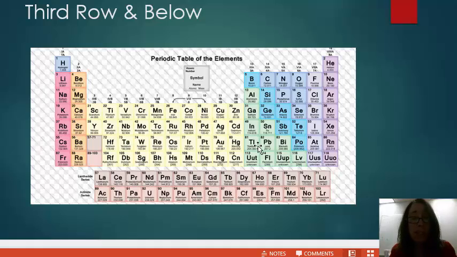Now the last thing I want to do is make sure that sulfur is in the third row or below, because the Lewis dot structure as I drew it had sulfur with 10 electrons, and I do see sulfur is in the third row, so our Lewis dot structure is fine and sulfur is allowed to have an expanded octet.